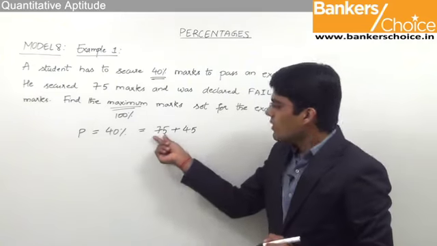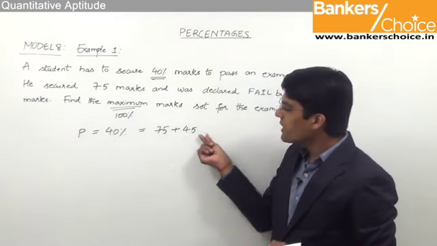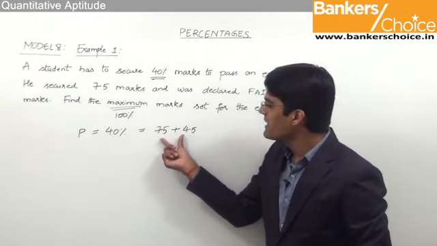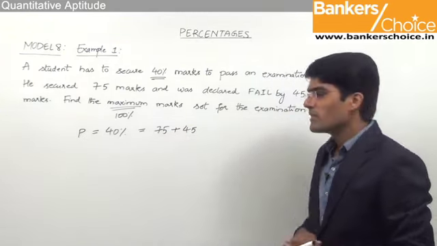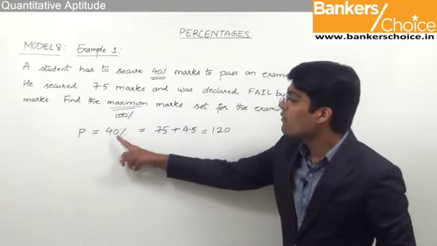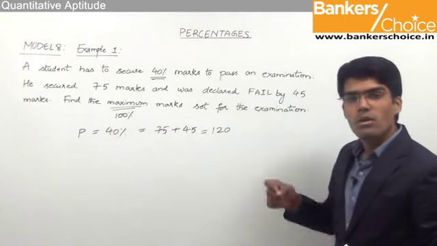Why? Because he has already secured 75. If he gets 45 more, he will pass the exam. So, 75 plus 45 is nothing but the passing mark. So, 75 plus 45 is equal to 120. So, we can understand that 40% is equivalent to 120.